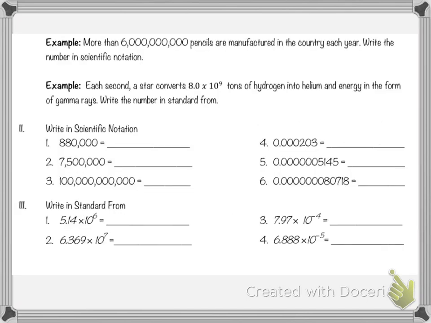Okay, so let's look at an example here. More than 6 billion pencils are manufactured in the country each year. Write this number in scientific notation. So this is a very, very large number. So we want to write this in scientific notation.